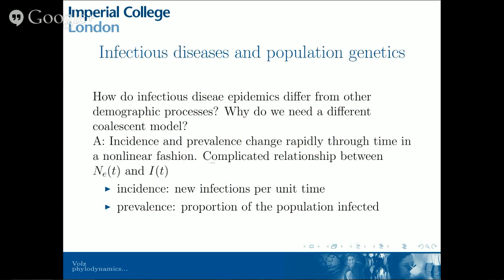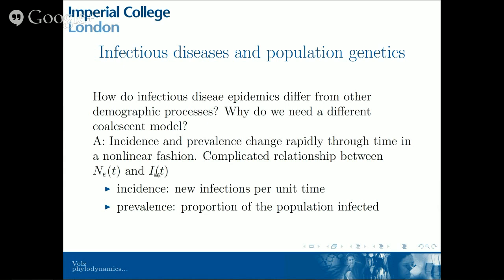So I'm also going to start out by addressing the question of why we need a different coalescent model in the first place. So why aren't the skyline estimators good enough? And the short answer is that the existing coalescent models don't account for the fact that incidence and prevalence of infection changes very rapidly through time in a nonlinear fashion. And that introduces a very complicated relationship between the effective population size that you can estimate with a skyline and the true number of infected individuals, I of t.